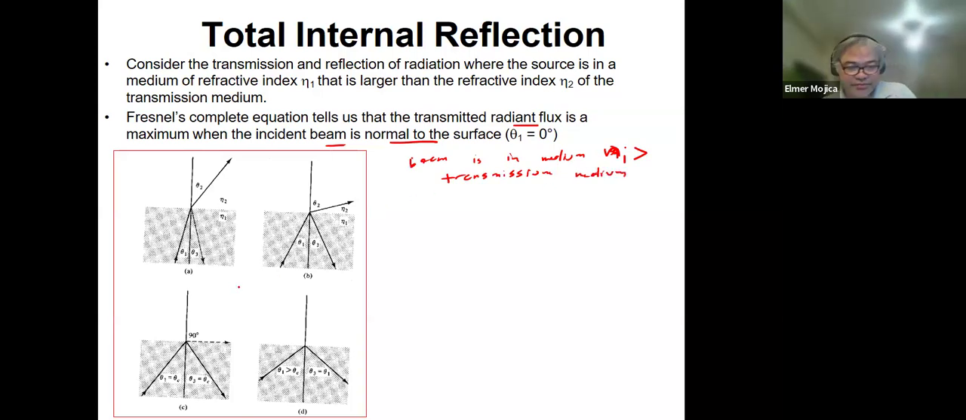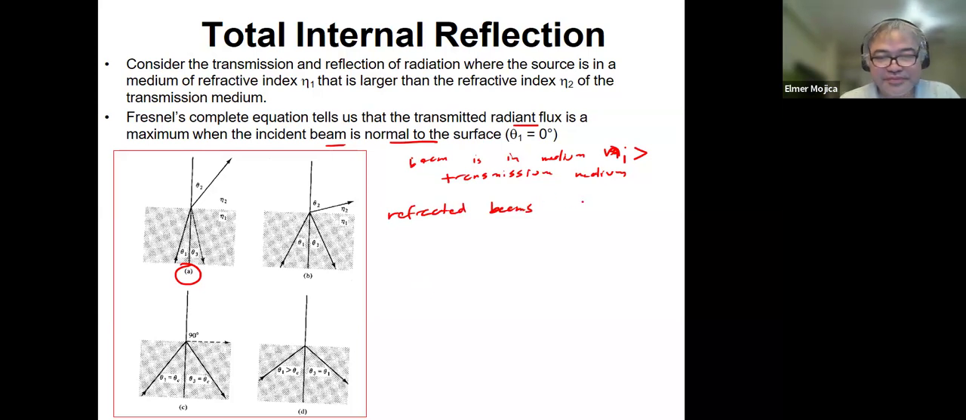So what will happen? In A, with this condition, when the incident beam is in a medium of a refractive index greater than that of the transmission medium, what happened in part 1? Anyone? The letter A. What happened to your refracted beam? Usually, as you can see, it bends away from the normal.